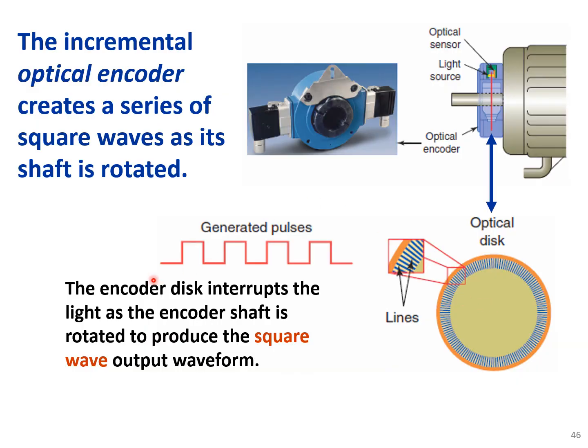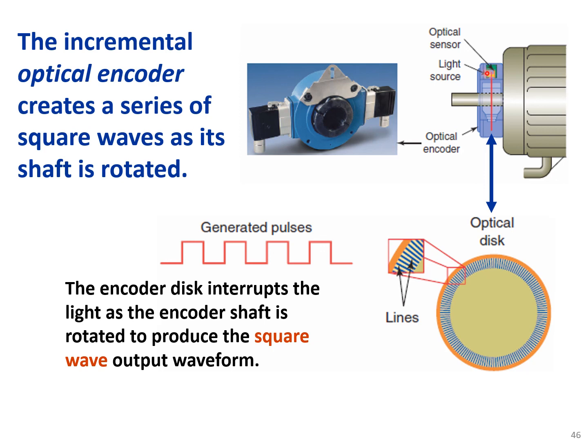The incremental optical encoder creates a series of square waves as its shaft is rotated. Here we have a shaft of a motor, connected to the rotor of the motor. And here we have our optical encoder. There is a disc attached to the rotor, and there is a light source.